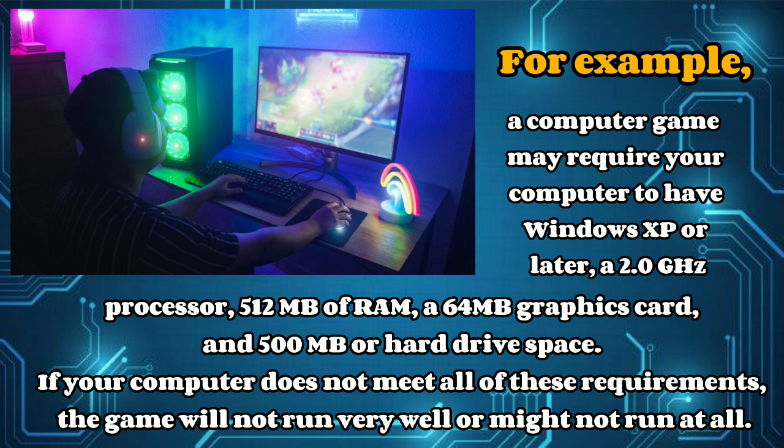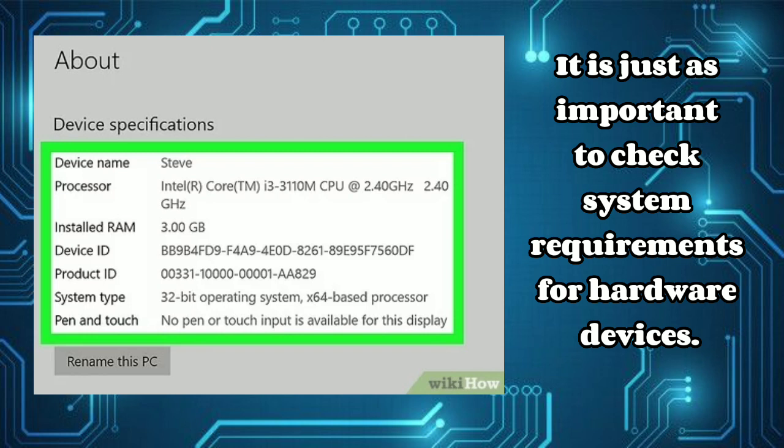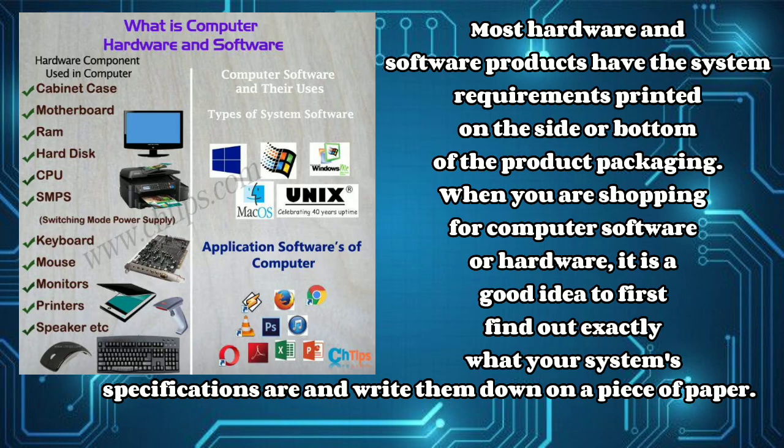If your computer does not meet all of these requirements, the game will not run very well or might not run at all. It is just as important to check system requirements for hardware devices. Most hardware and software products have the system requirements printed on the side or bottom of the product packaging. When you are shopping for computer software or hardware, it is a good idea to first find out exactly what your system's specifications are and write them down on a piece of paper.